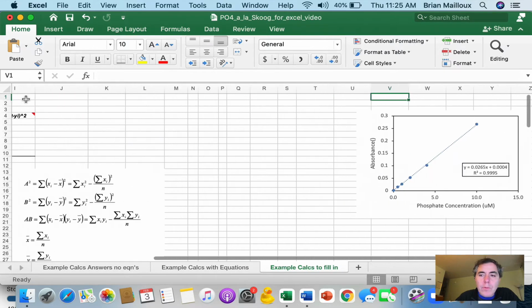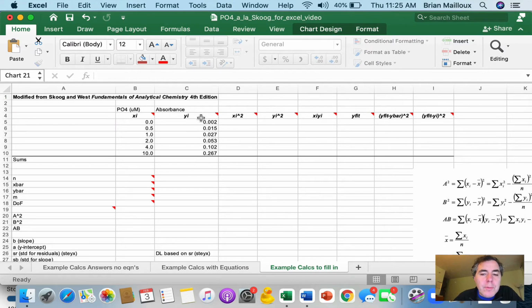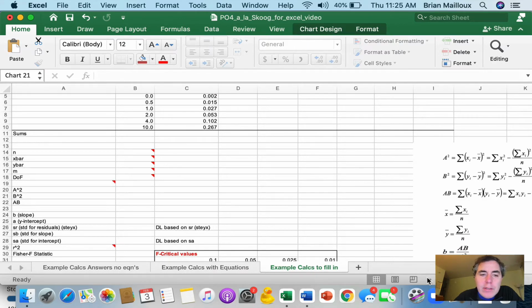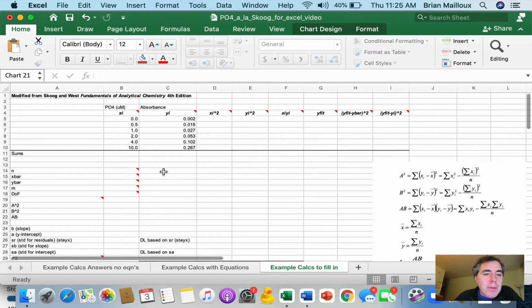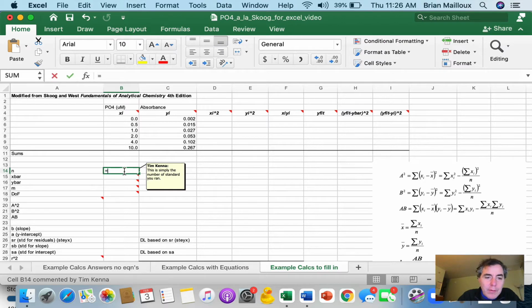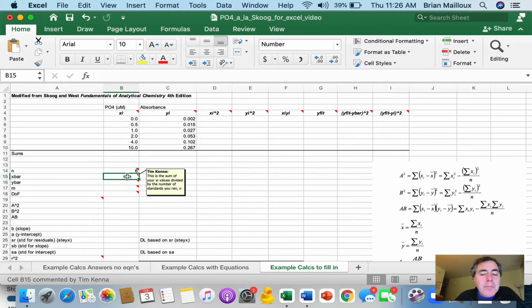So now let's start working on our Excel sheet. Here are our phosphates, here's the absorbance, and here are our equations. We're going to work down and see if we can get these equations to fill in over here. As I said, for each of these I have little hints for what you need to put in there. So n, whenever you see n, that's the number of samples you ran: 1, 2, 3, 4, 5, so we have 6 of those. I'm going to hardwire it in there, but you could also use a count and count how many you have up there. 6. Then x bar, and here's the equation over here.